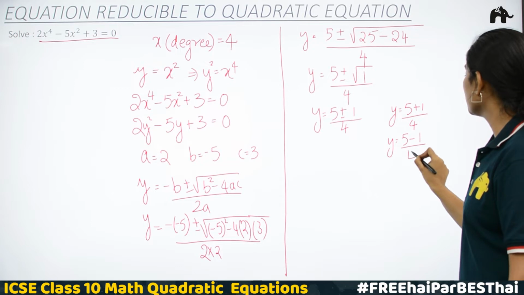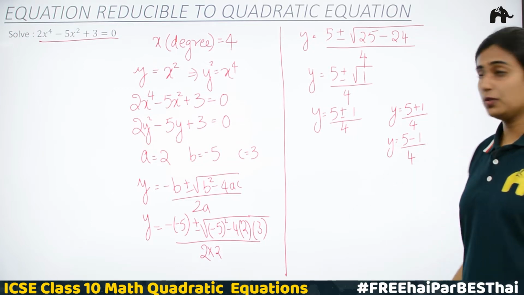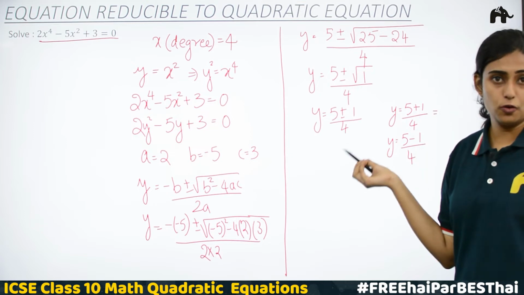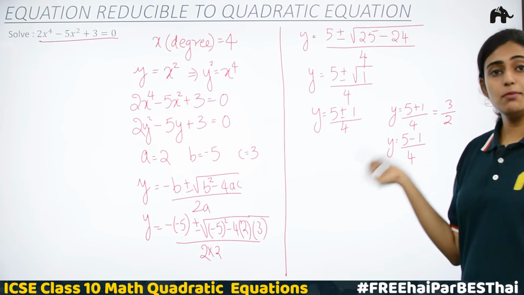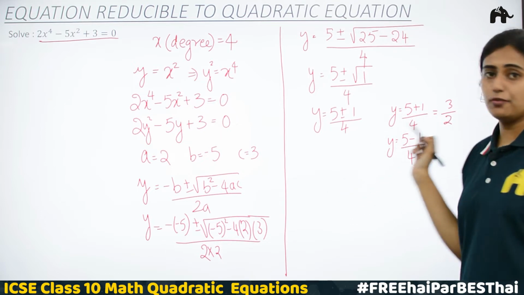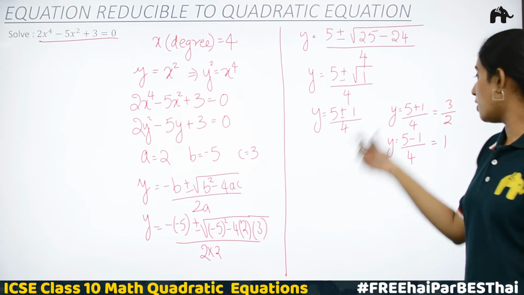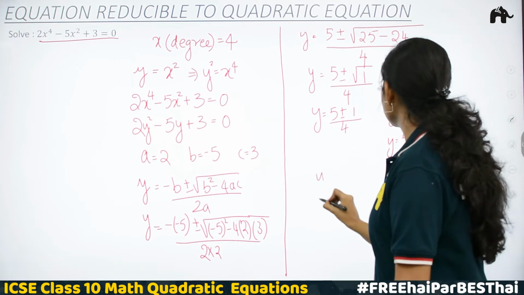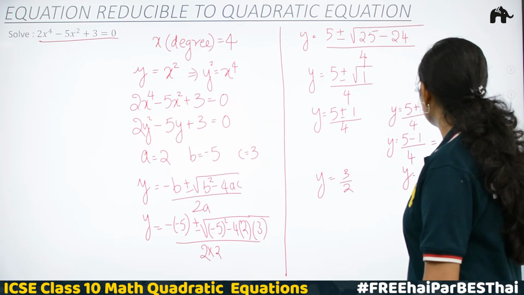Okay, 5 plus 1 by 4, what do you get? 6 by 4, that is 3 by 2. What about 5 minus 1 by 4? That is 4 by 4. 4 by 4 is equal to 1. Okay, got the two possible values of y. Y is either equal to 3 by 2 or y is equal to 1.